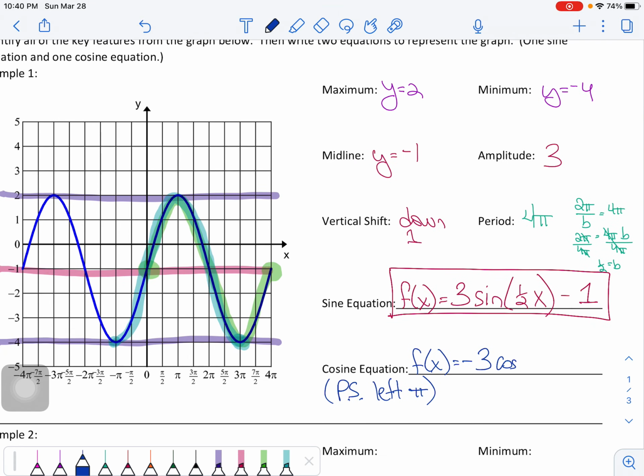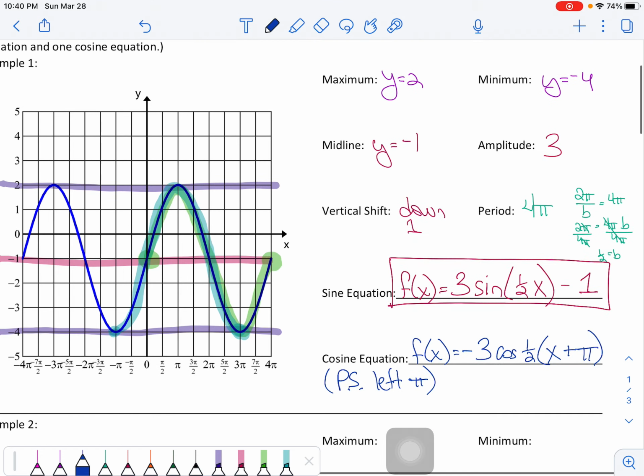Now, to make this work, you need to be very careful how you write this. We're going to do the coefficient of 1/2. And then in parentheses, we're going to do x, in this case, deal with the phase shift here. So left pi is actually going to be plus pi units. And then, let's see if I can fit this in here, minus 1.